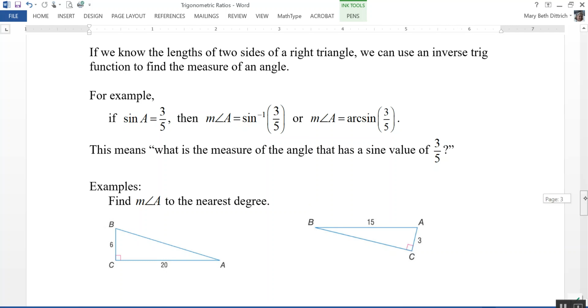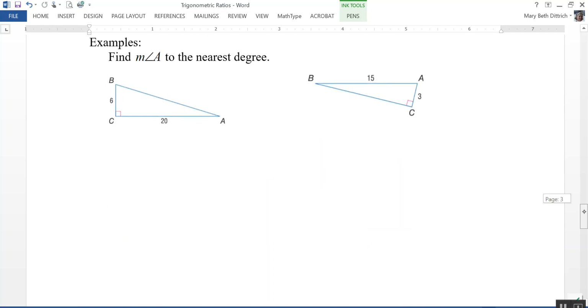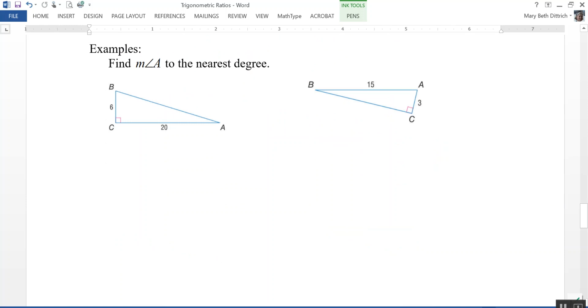So let's take a look at a couple examples here on how to do that. So we need to find the measure of angle A to the nearest degree. So I'm going to go ahead and mark angle A here. In relation to angle A, 6 is the opposite, and 20 is the adjacent, and the side that's not marked is my hypotenuse. So the trig function that uses opposite and adjacent is tangent. So I'm going to say the tangent of angle A is equal to the opposite over the adjacent.